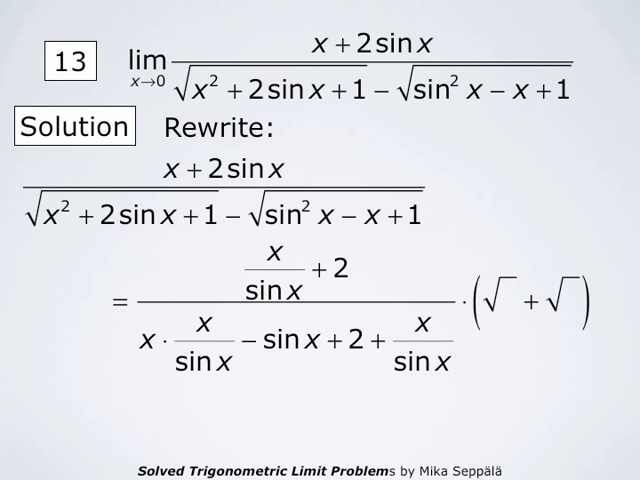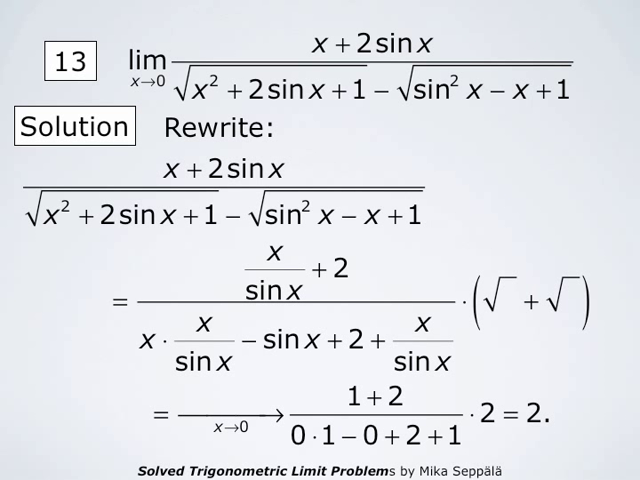Now, from this form, we can see what the limit is, because x divided by sine of x approaches 1 as x approaches 0. And we get that the limit is 1 plus 2 divided by 0 times 1 minus 0 plus 2 plus 1, and that times 2. This 2 is the limit of the sum of the two square roots, and the whole expression simplifies to 2.